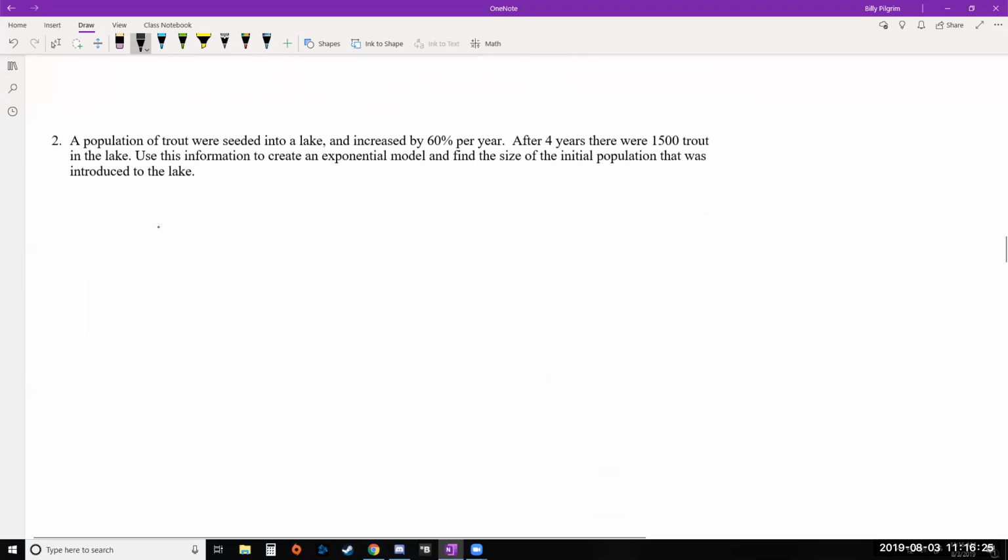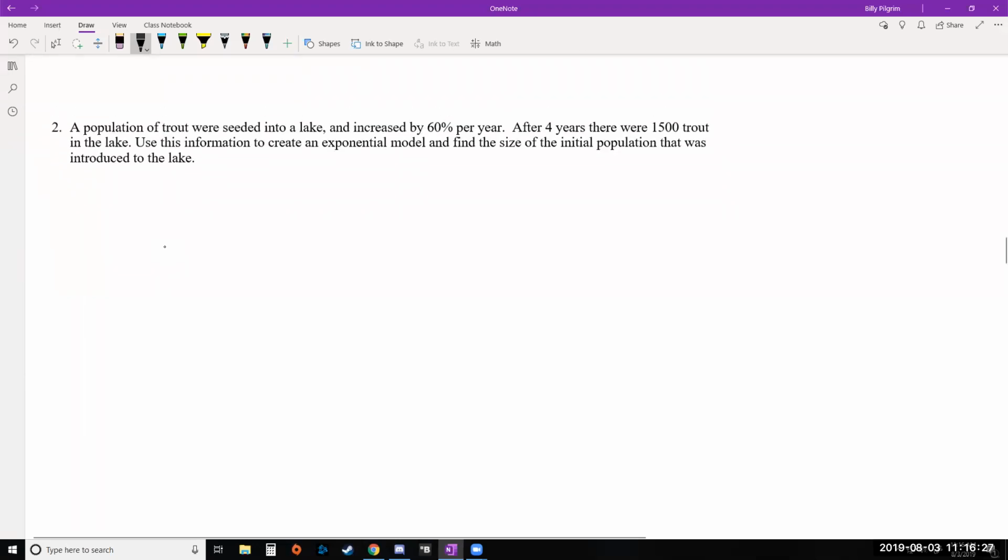Let's look at another example here, number 2. It says a population of trout were seeded into a lake and increased by 60% per year. After 4 years, there were 1,500 trout in the lake. Use this information to create an exponential model and find the size of the initial population that was introduced to the lake. So we have this lake, we put some trout in there, it grew, and 4 years later, there were 1,500 trout. We're trying to figure out how many trout were put in there in the first place, the initial population. In our formula, that's going to be P.